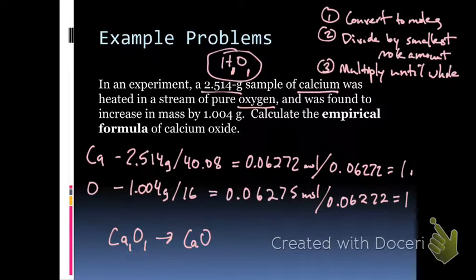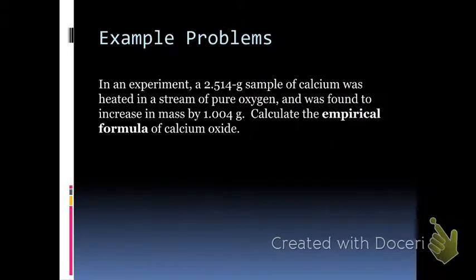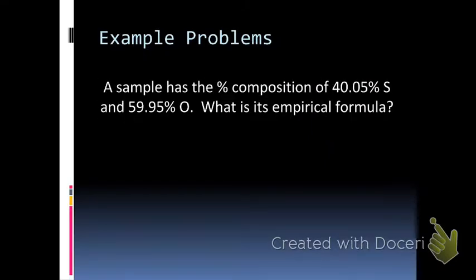Okay, let's look at the second problem. The second problem is just a little different. Now you're given percent composition, and you want to calculate the empirical formula. The easiest way is to assume the whole sample is 100 grams. So if I have 100 grams and I have 40% of that, that means I have 40 grams, right? And so we always want to get it to grams first.